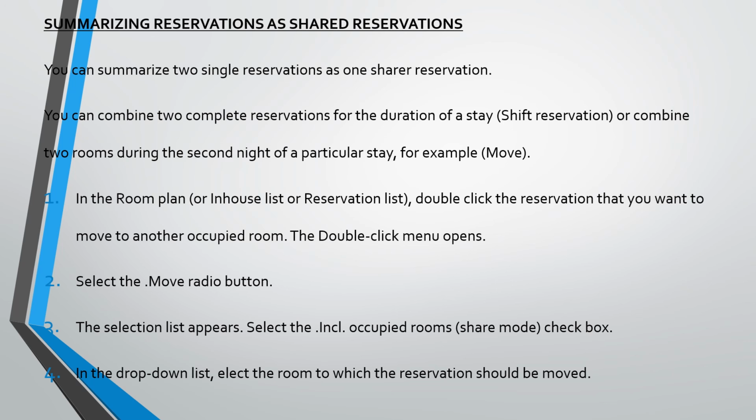Double-click the reservation that you want to move to an occupied room. The double-click menu opens. Click the Move radio button. The selection list appears. Select the include occupied rooms shared mode checkbox. In the drop-down list, select the room to which the reservation should be moved.